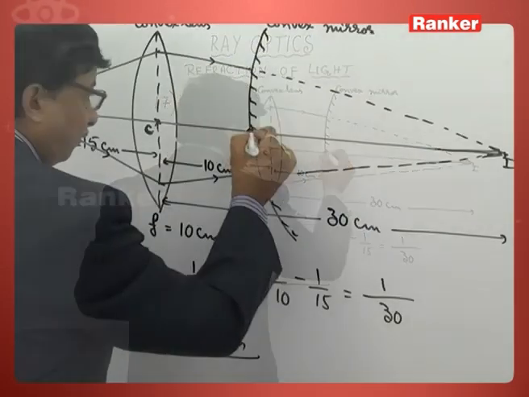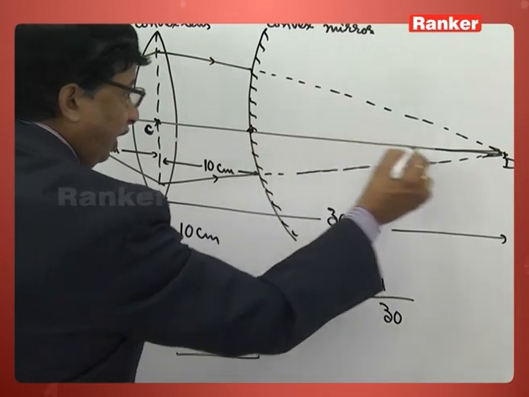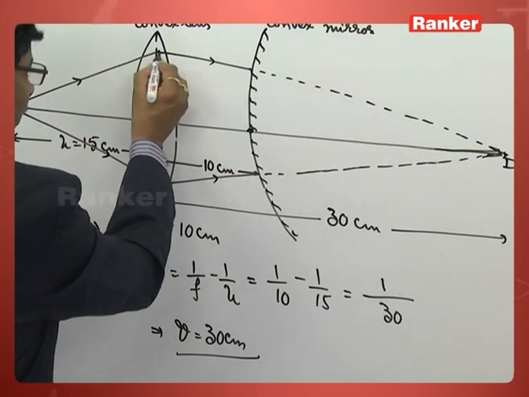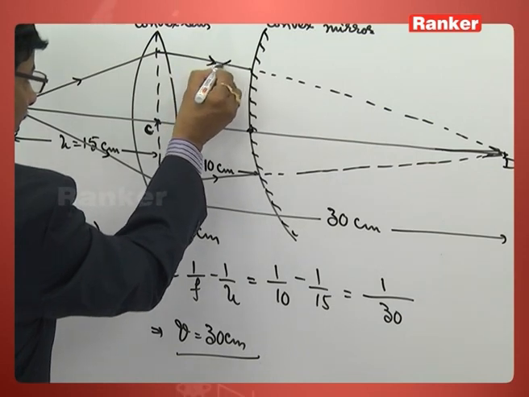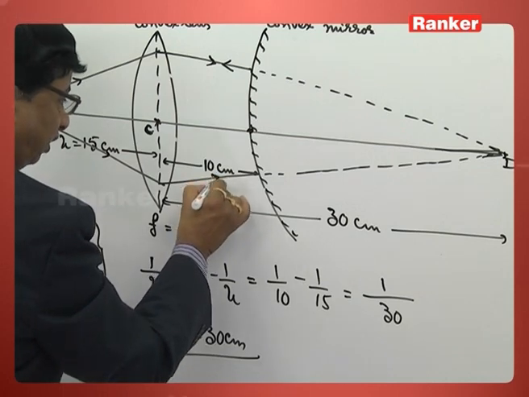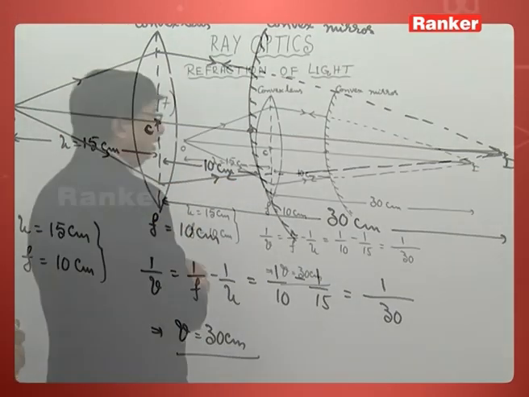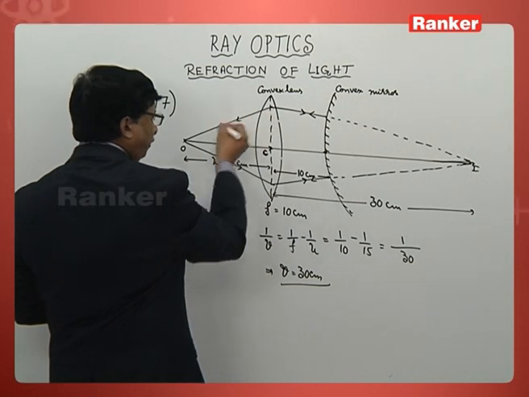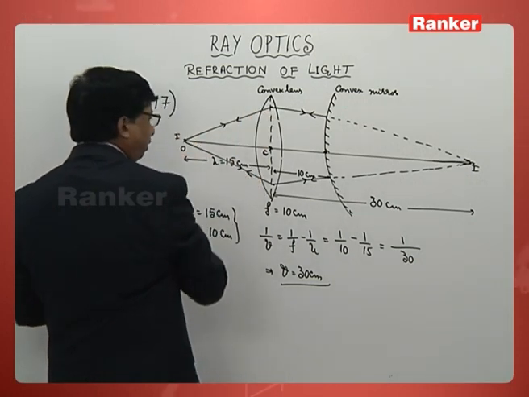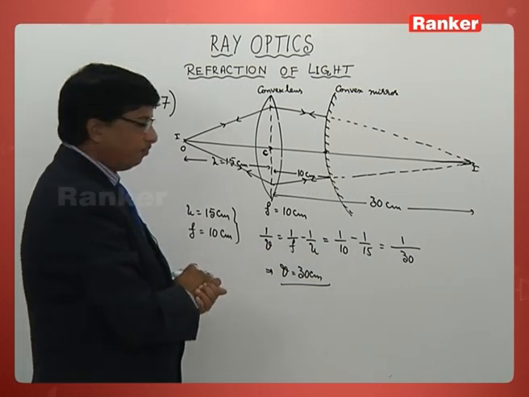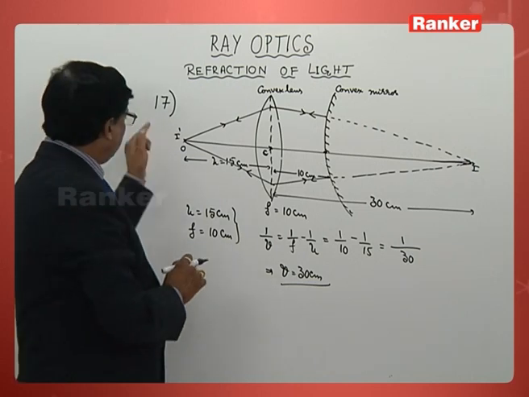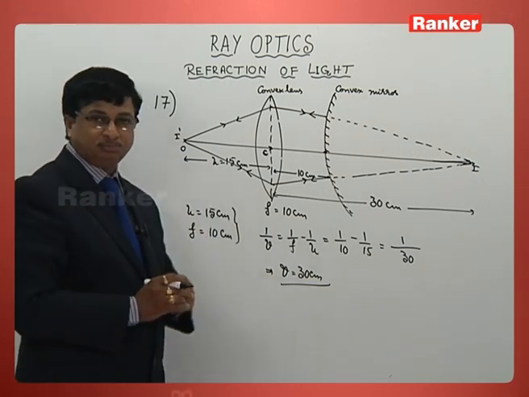When this distance is equal to its radius of curvature, then the ray whatever is falling here, it retraces its path, it falls normal to the plane and reflects back along the same line. It again refracts along the same line. Then finally the image is going to be formed here itself. This is the final image which is in coincidence with the object.